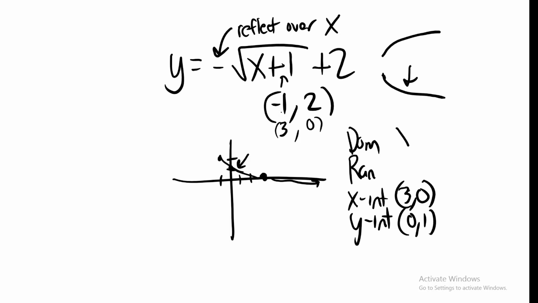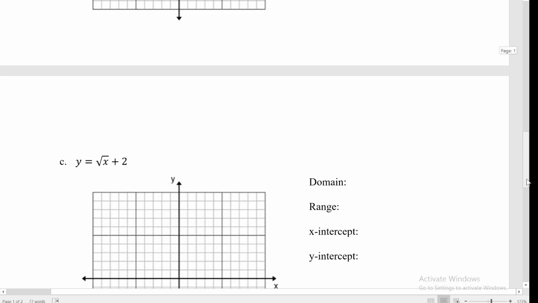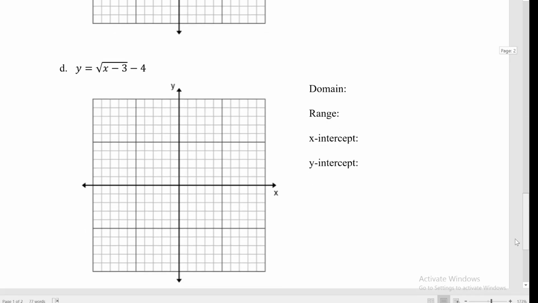Domain is always x, and our x's go to the right, so they always get bigger than or equal to where we start, which is at -1. For my range, because it's going down, y is going to be less than or equal to whatever my starting point is, because that's my highest point. And my starting point is 2. And that's everything. That's domain, range, x-intercept, and y-intercept. So that is what is going to be asked of you today on this assignment. And you should be able to do all of these, hopefully with that help.